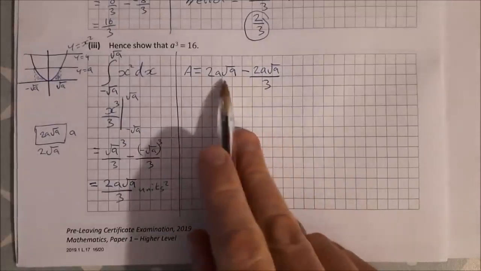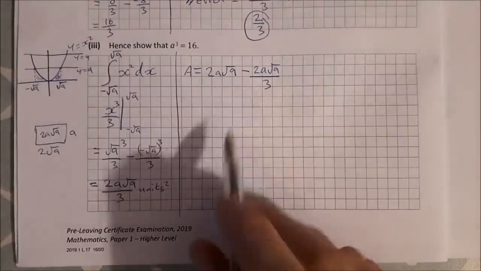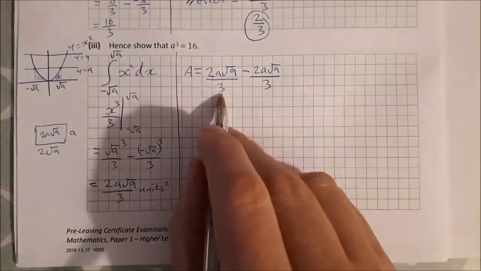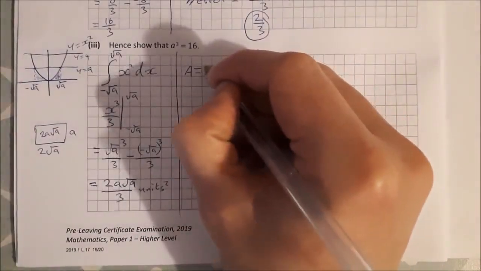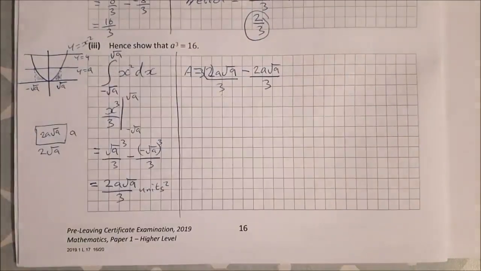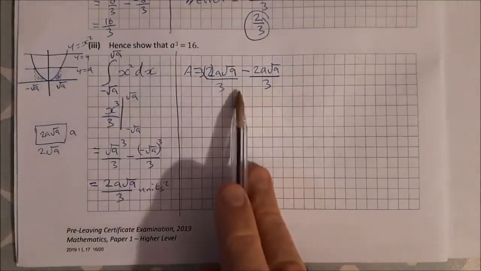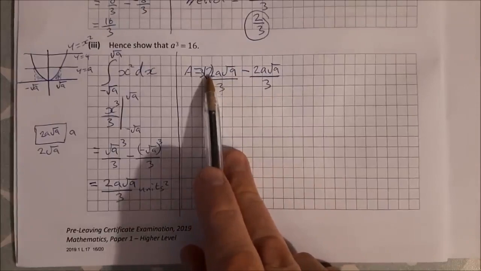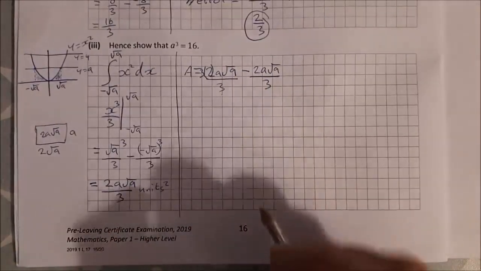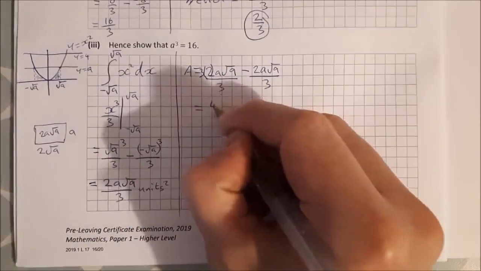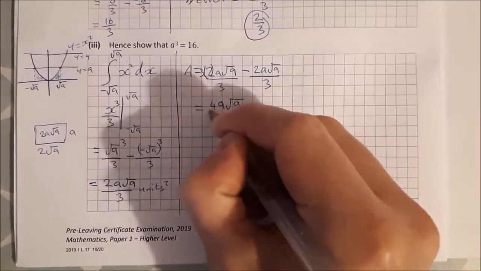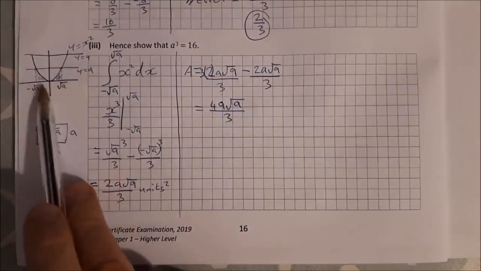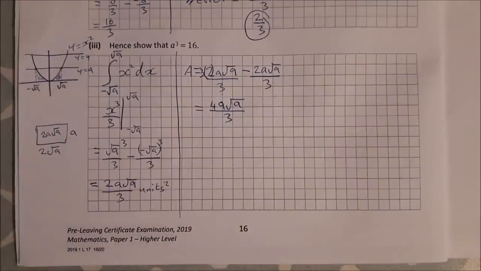So then if I want to do this subtraction here, I need to write them with the same denominator. So if I put that one over 3, I've multiplied by 3 on the bottom, I need to multiply by 3 on the top. So I'm going to put a 3 up there as well. And now I can combine these together. So it's 3 times 2 is 6. 6a minus 2a is 4a root a over 3. So that's the area between the line y equal to a and the curve y equal to x squared.